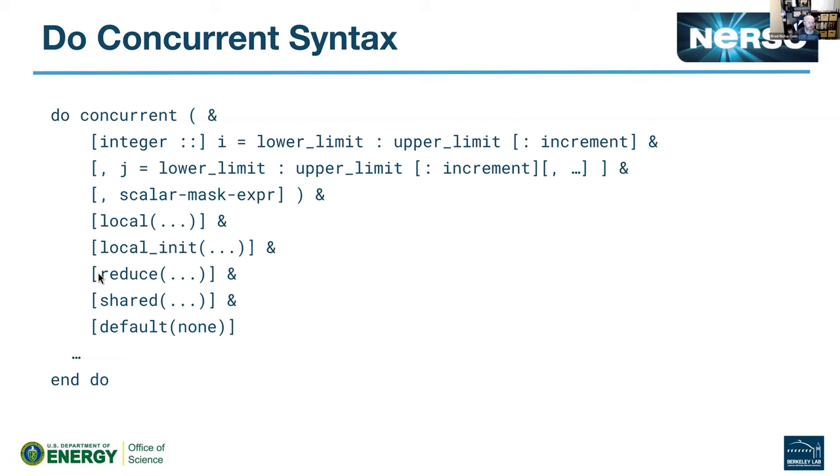With the one exception, the reduce clause says that every iteration of the loop will start with the variable having the value on entry, similar to local init, but you're allowed to make very specific updates to that variable. Then on completion of the loop, all of those modifications will be combined, so you can write something like a parallel summation. And we'll look at a couple of examples.